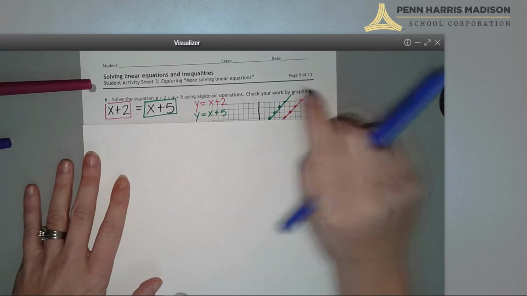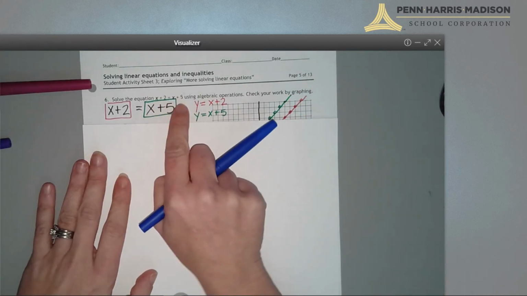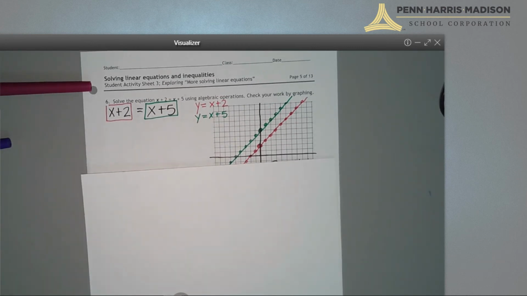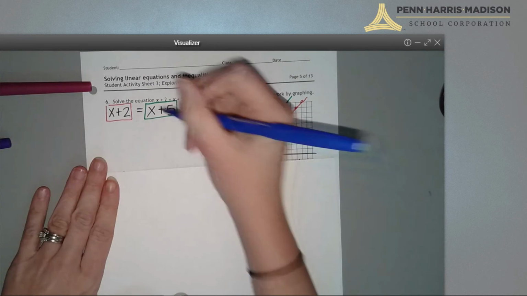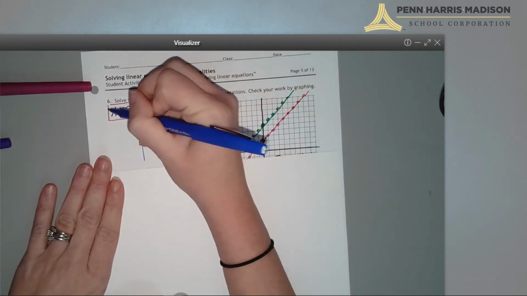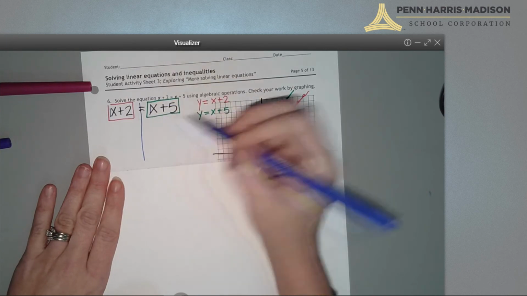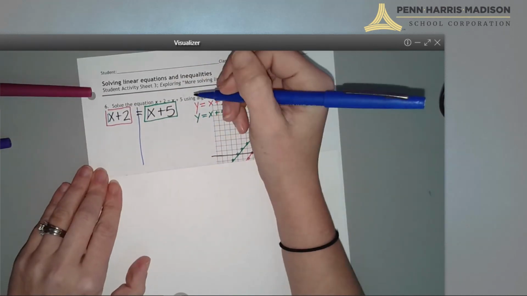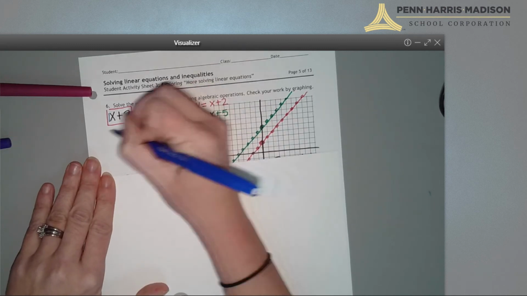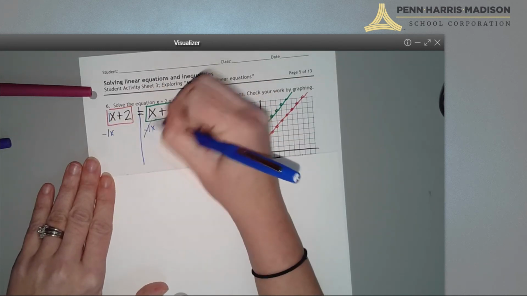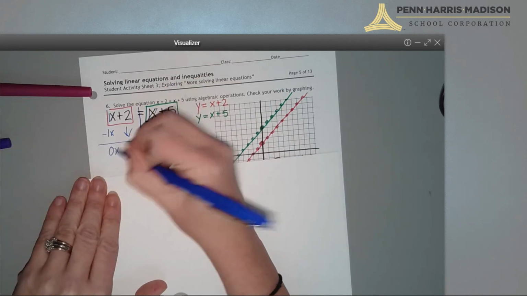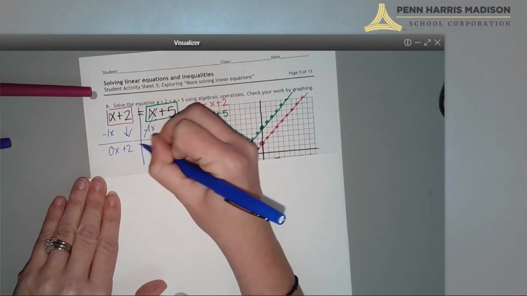Okay, so we have this problem, x plus 2 equals x plus 5. Let's go ahead and solve this. First thing I'm going to do here, plus or minus my letters to the left. So these are both 1x's. Remember Beyonce, if it's single, then you've got to put a 1 with it. So how do I get rid of a 1x? I'm going to minus 1x. Minus 1x. I'm left with 0x plus 2 equals 5.